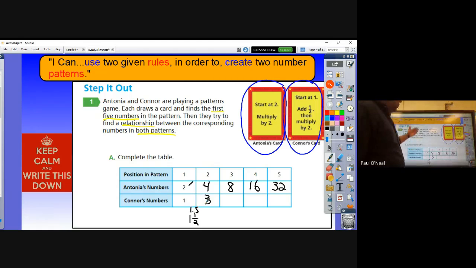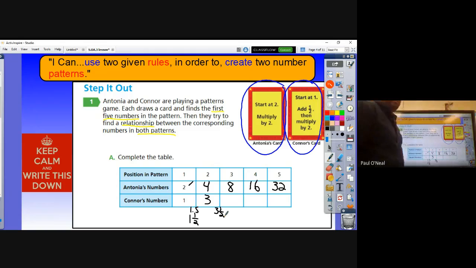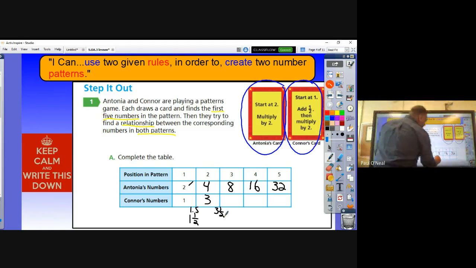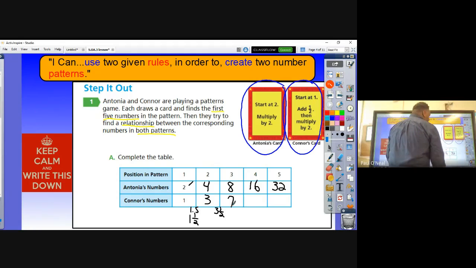Since we started at 1, we added a half, and then multiplied that by 2, and we got 3. Let's now continue with 3, add a half, multiply by 2. So 3 plus half is 3.5, right? We're going to multiply that times 2. Another way of saying that is 3.5 plus 3.5. Well, that's going to give us 7. 3 plus 3 is 6. 2 halves equal 1 whole, so 6 plus 1 equals 7. And then continue the same rule. Add a half to the 7, we get 7.5. Multiply that times 2.